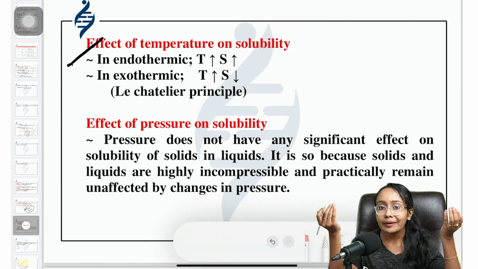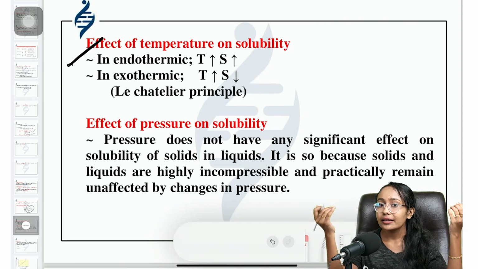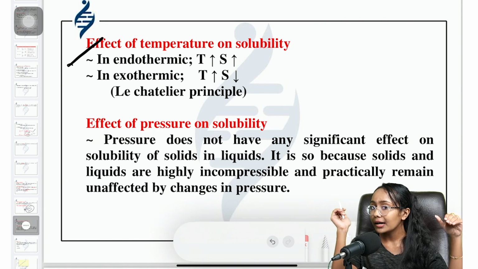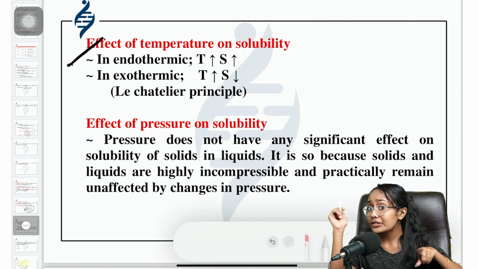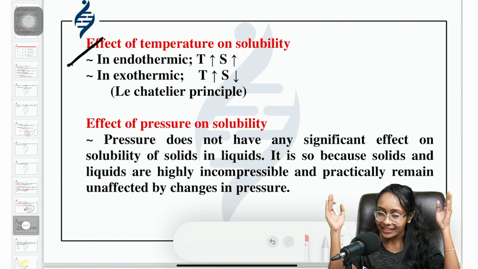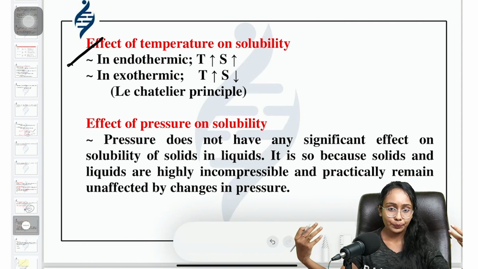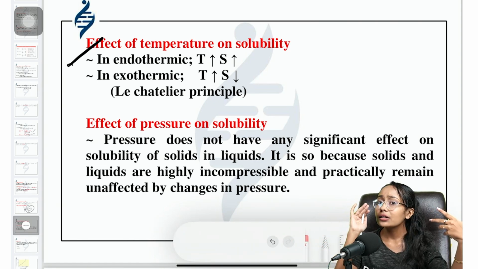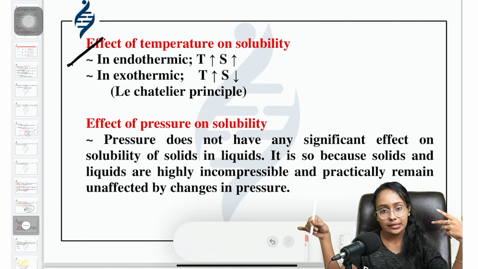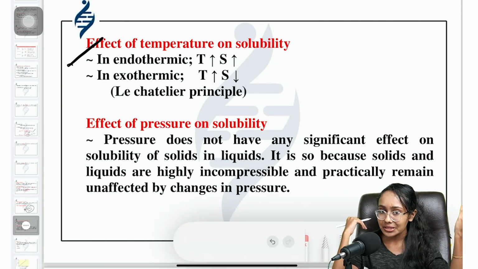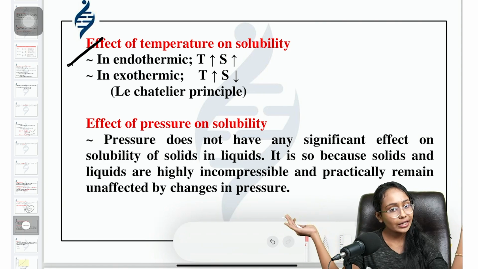In the case of exothermic reaction, a reaction in which heat is given out or released, when temperature increases, solubility increases or decreases? Look into the screen. Increases or decreases? Decreases, yes. So an exothermic reaction is a reaction in which heat is given out. In such a case, when temperature increases, solubility will not increase, it will decrease. But in the case of endothermic reaction, heat is absorbed. Hence, when temperature is increased, solubility is also increased.